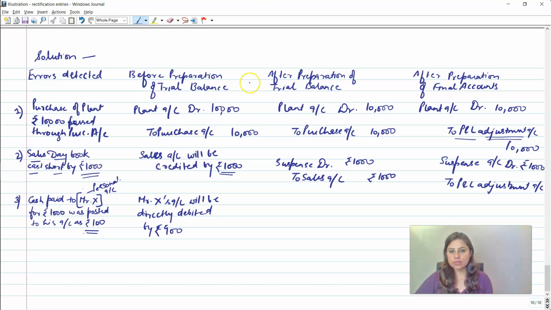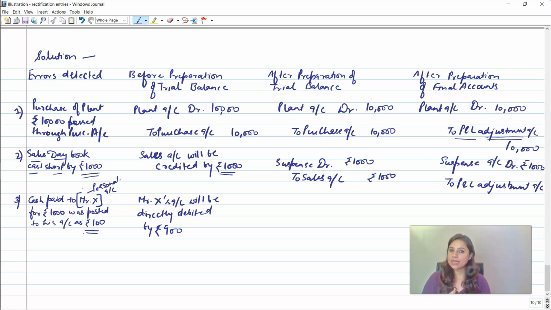Now, after preparation of trial balance, if we see that cash has been paid to Mr. X for rupees 1000, however posted in X's account as rupees 100, it is a single-sided error. Only the account of X has been affected, so we would be rectifying this entry through the suspense account, because the difference in the trial balance, where the debit and the credit balance are not tallying, must have been recorded and put into the suspense account.